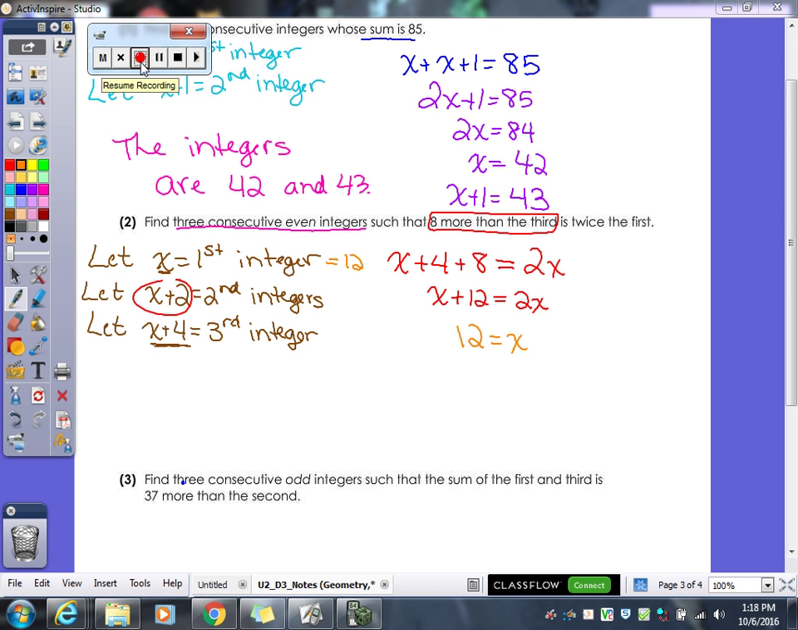So our first integer is 12. What would our second integer be? 14. And our third? 16. So then you just got to remember to go back and write your sentence. The integers are 12, 14, and 16.